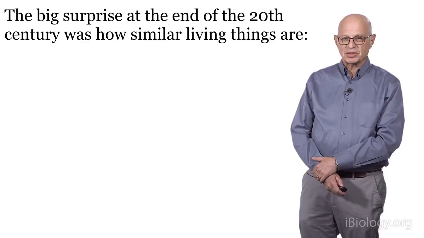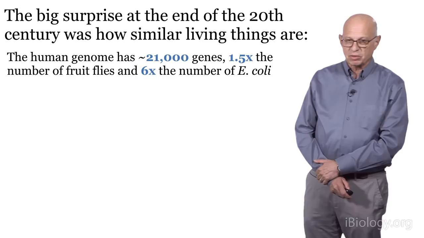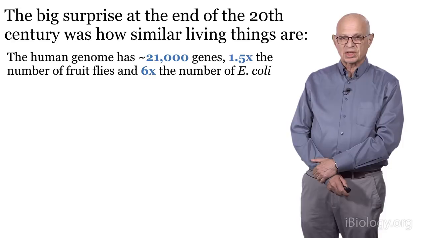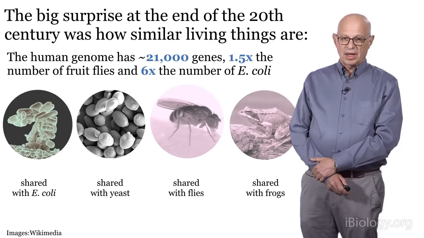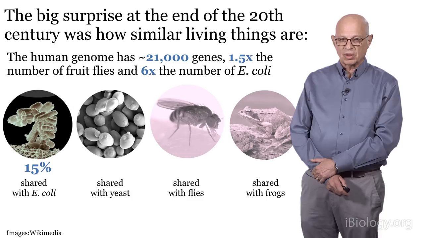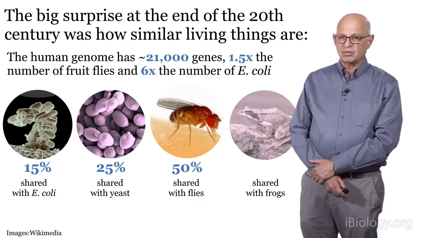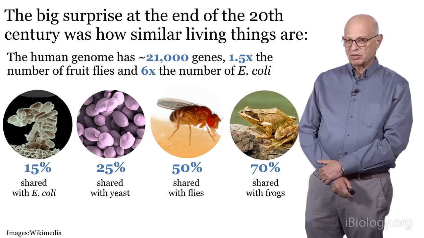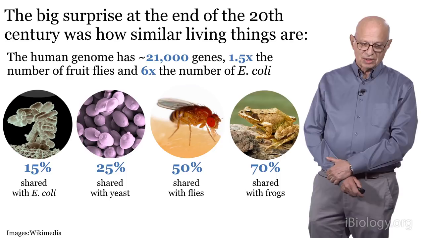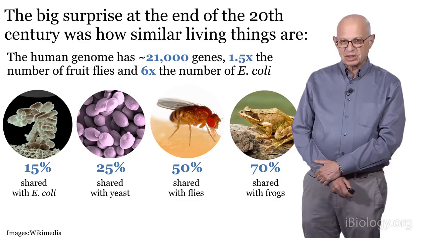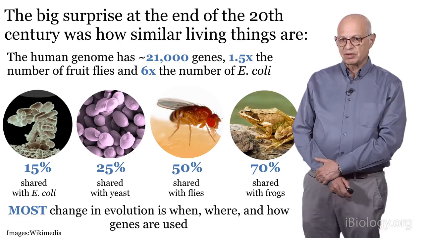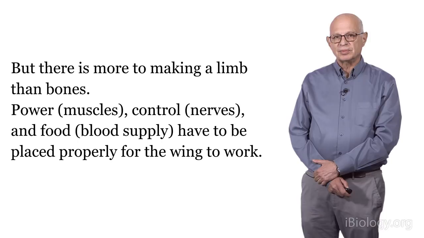Now, the similarities are quite striking. The human genome has about 21,000 genes. That's only 1.5 times the number of fruit fly genes and only 6 times the number of a single gut bacterium, E. coli. And we share 15% of our genes with E. coli, 25% with yeast, 50% with the fruit fly, and 70% with the frog. So there's a fair amount of conservation going on. Does this conservation make it more difficult to change, which one might argue it does, or is it even possible that it's a certain kind of conservation that actually facilitates change? And we'll explore that.